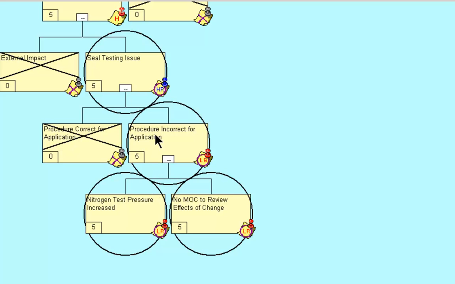Okay, so why was the procedure incorrect for the application? The nitrogen test pressure was increased, and there was no management of change to review the effects of that change.